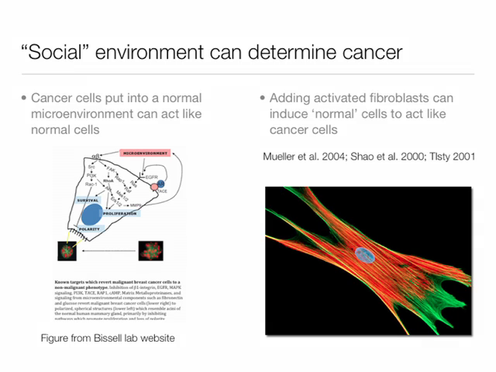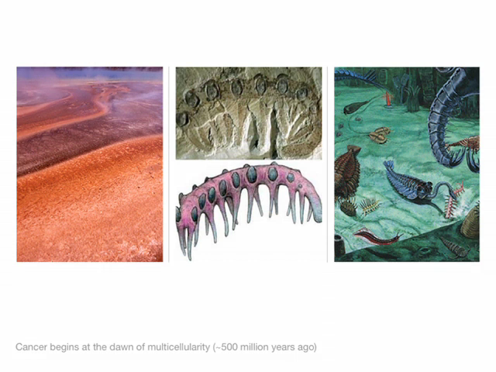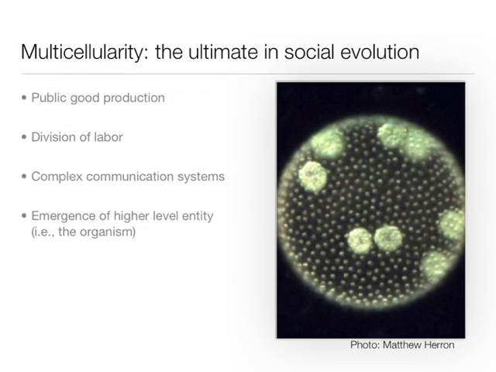So when did cancer start? Carlo talked about this a little bit. It began at the dawn of multicellularity. And multicellularity is really the ultimate in social evolution, right? We have all sorts of traits that are essentially affecting the fitness of the other cells that you're teaming up with to make this multicellular body.